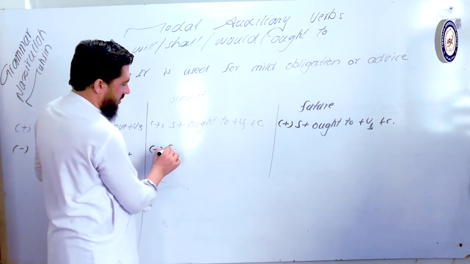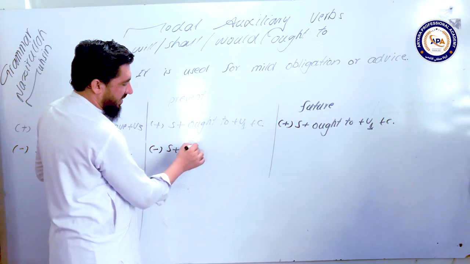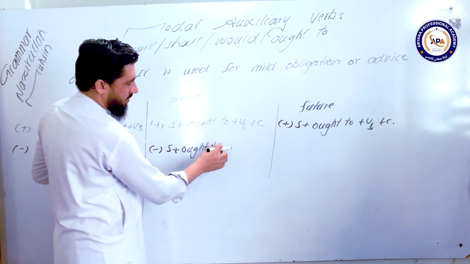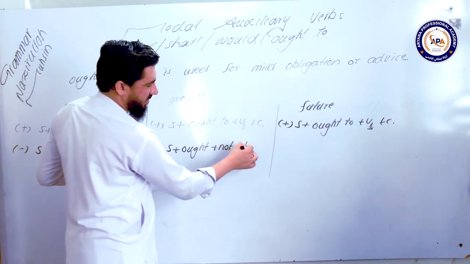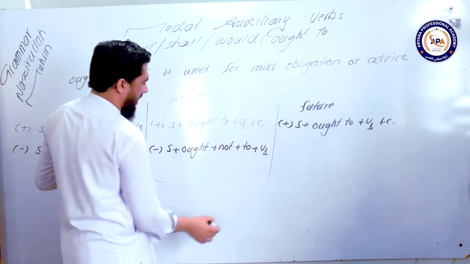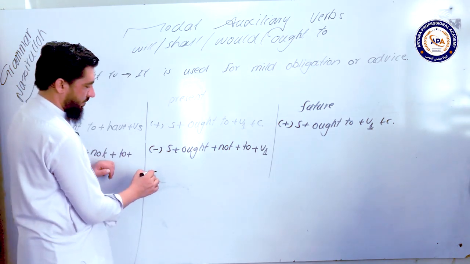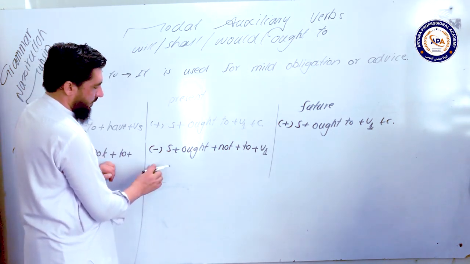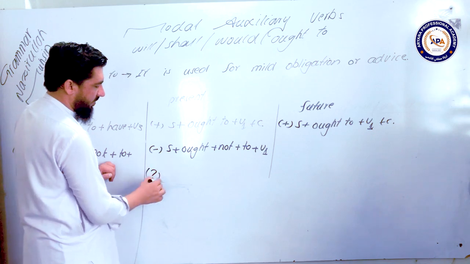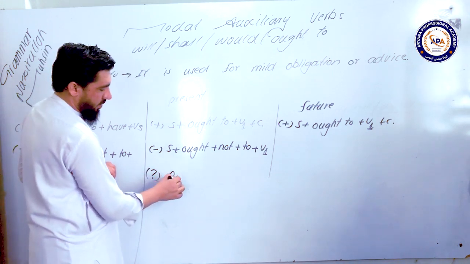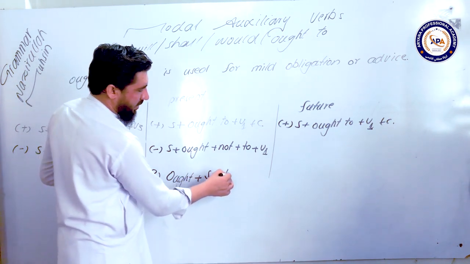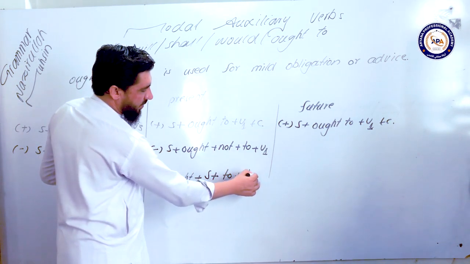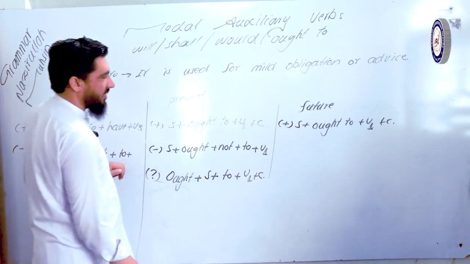In the present, we use subject plus ought plus not plus to plus base form of the verb. In an interrogative, we use ought at the beginning, then subject, to, plus base form of the verb and plus complement.